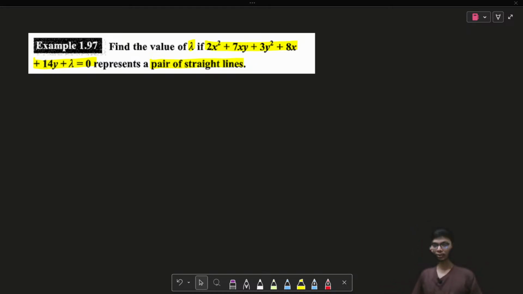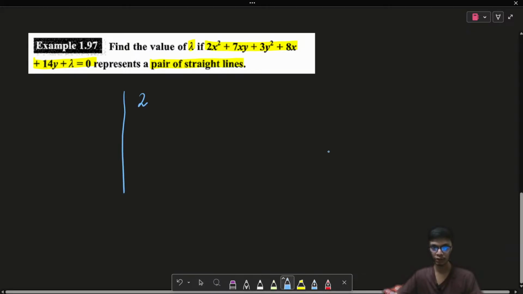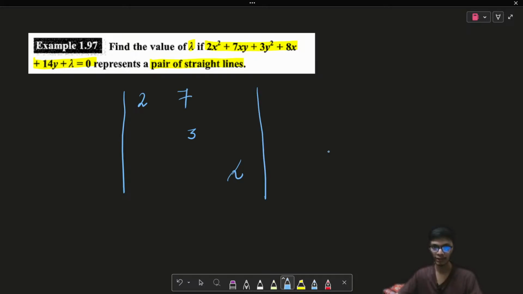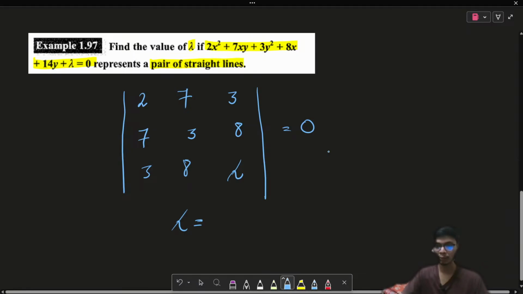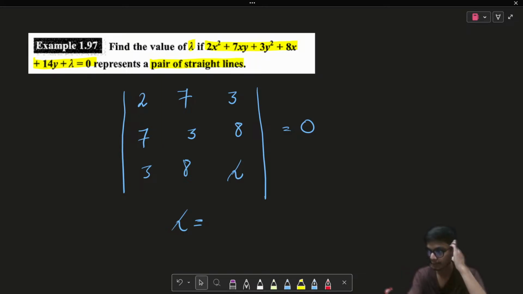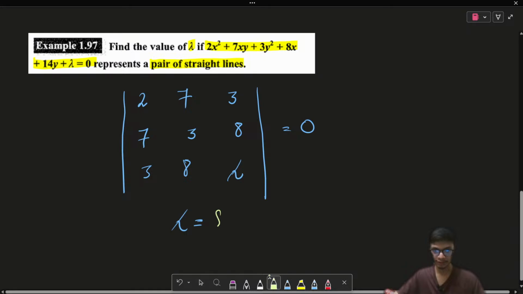It's a fairly straightforward problem. What you have to do is just equate the determinant to 0, right? Here the coefficients a, b, c are very straightforward, which I can write down like this, and it will be 7, 3 and 8, and this determinant should go to 0, right? If you solve for this determinant to be 0, you will obtain the value of lambda, which comes out as 8.